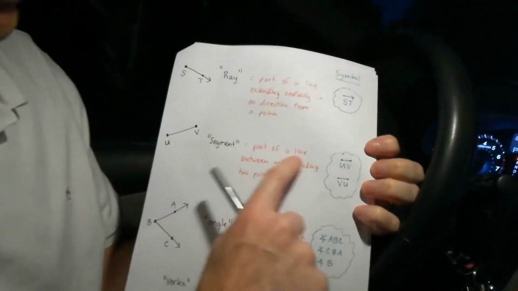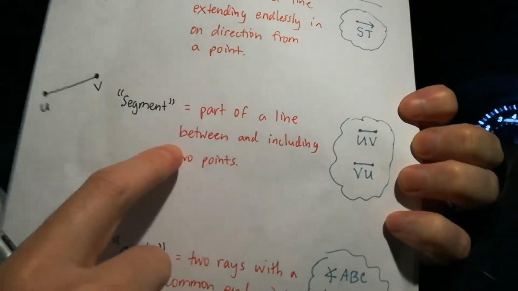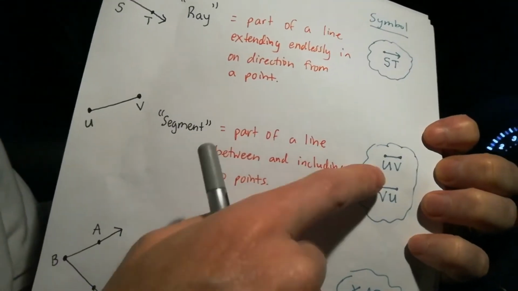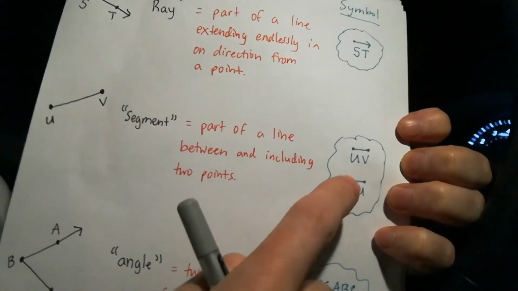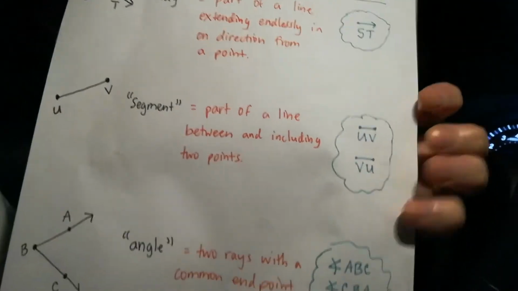A segment is part of a line, but it stops. It includes the two points and everything in between. And we write that as like segment UV or segment VU, depending on which direction you're going.